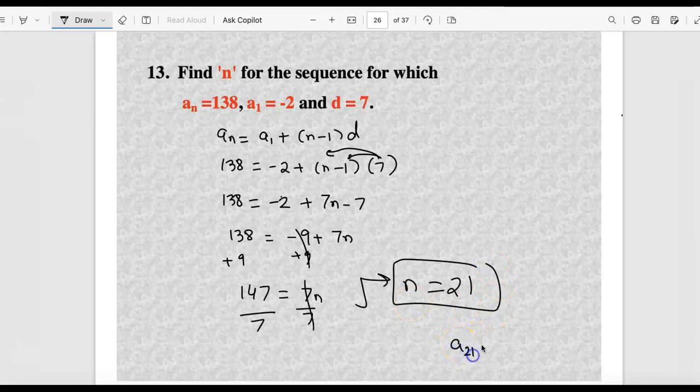So I came to the conclusion that my 21st term in the given sequence is what? That's your 138. That's your answer.